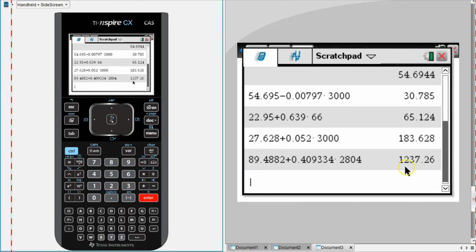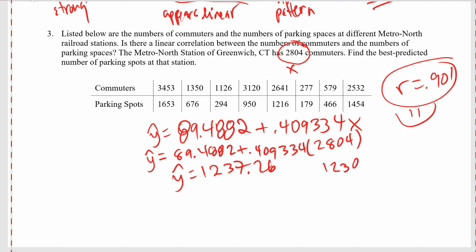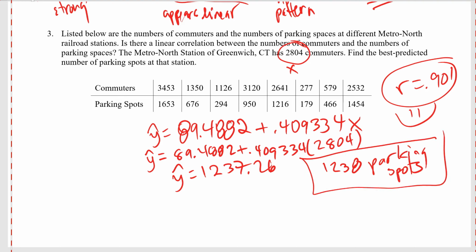So we are predicting 1,237.26. So since I need 0.26, we probably need 1,238 parking spots. This is valid, not extrapolation. We had numbers around 2,800, okay, and we had a good linear model.